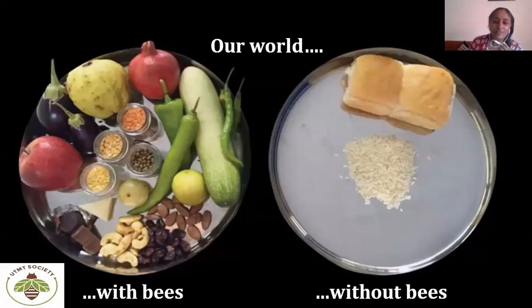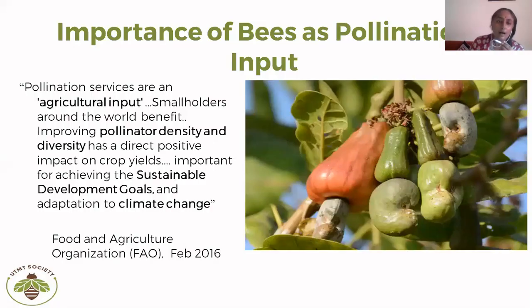Yeah, so as you can see, the difference between these two thalis is that if there were no bees, we would probably have only rice and wheat to eat because they are wind pollinated. But four out of the five foods that we eat, which is vegetables, fruits, oil seeds, and pulses, all depend on bees for pollination. You can even see things like chocolate, because cocoa depends on bees, as does dairy products, because dairy depends on fodder. So that's how important bees are for our agricultural systems.